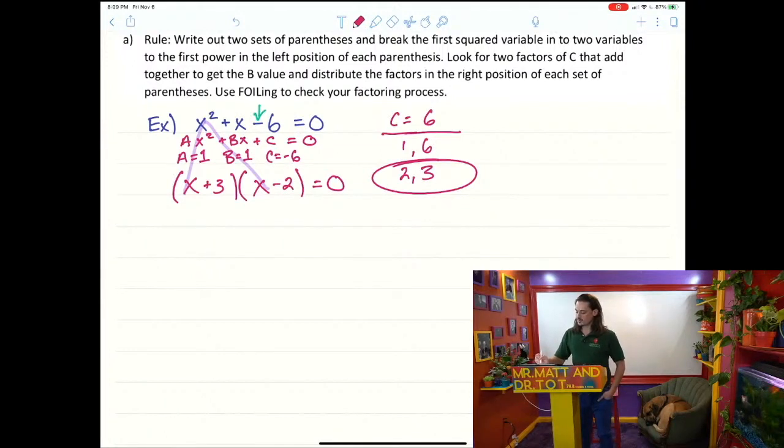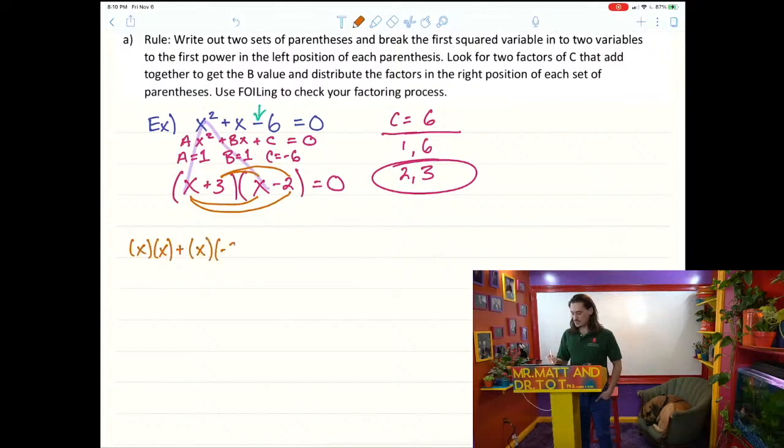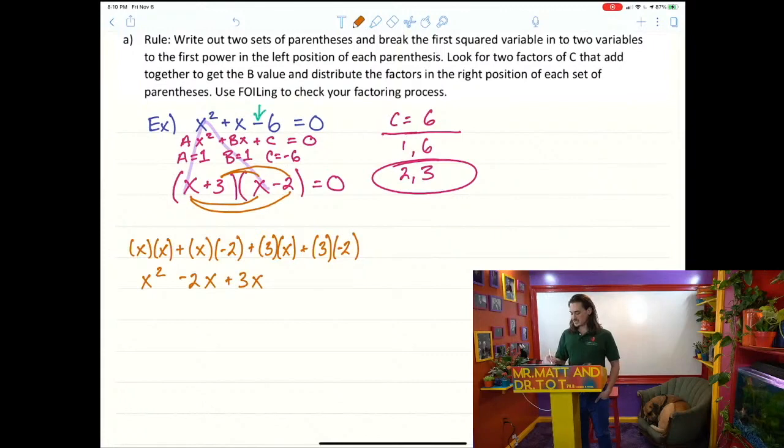Because when I FOIL out, remember FOIL is first times first, outer times outer, inner times inner, last times last. First times first is x times x. Outer times outer is x times negative 2. Inner times inner is 3 times x. Last times last is 3 times negative 2. x times x is x squared. Negative 2 times x is negative 2x. 3 times x is 3x. And 3 times negative 2 is negative 6.